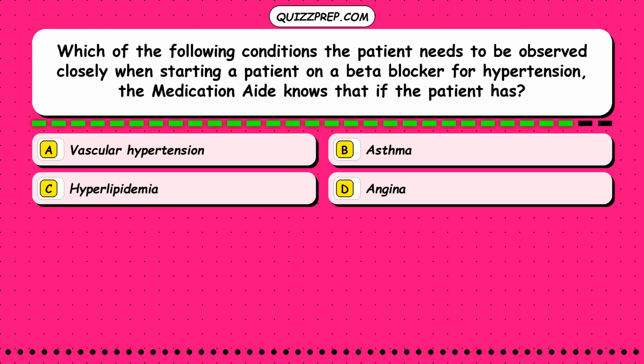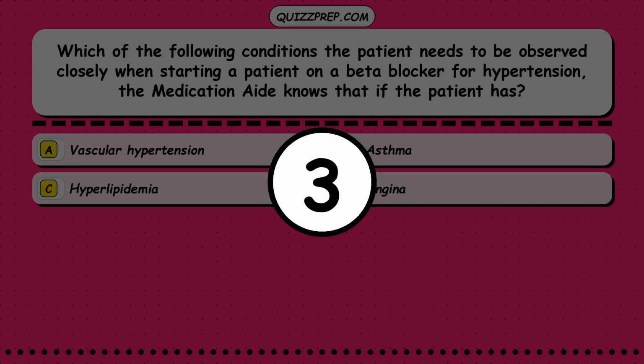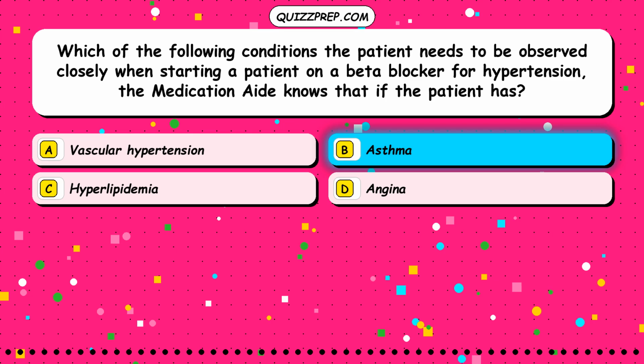Question 104. Which of the following conditions requires the patient to be observed closely when starting a patient on a beta blocker for hypertension? The medication aide knows that if the patient has option A, vascular hypertension, option B, asthma, option C, hyperlipidemia, option D, angina. The correct answer is option B, asthma.